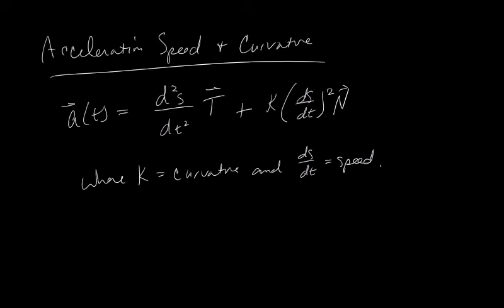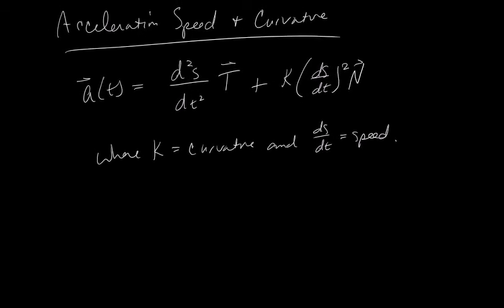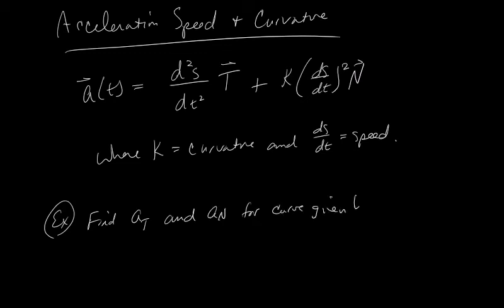Okay, so let's take a look at the tangential and normal components of acceleration in this situation here. So let's just do this through an example. Find a sub t and a sub n for the curve given by r of t equals 2t in the i direction plus t squared in the j direction minus 1/3 t cubed in the k direction.